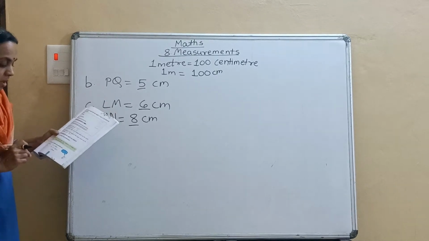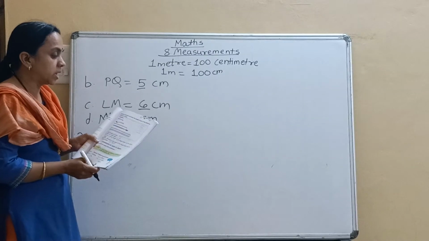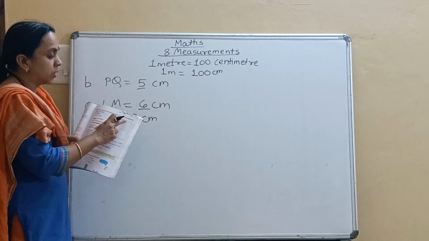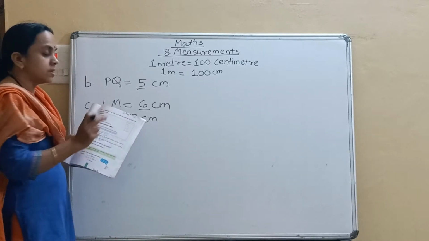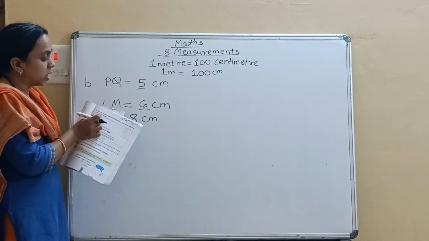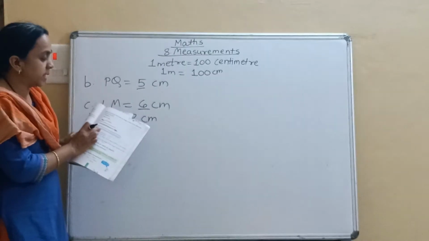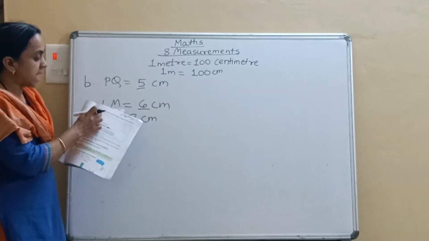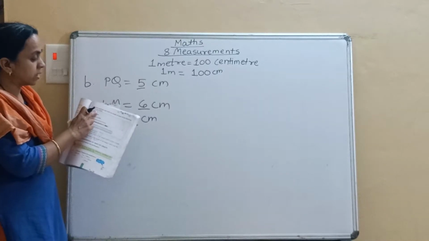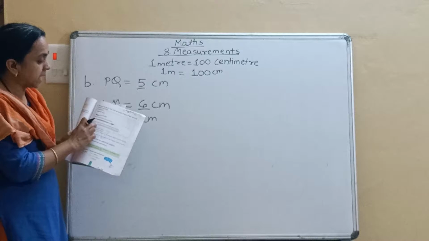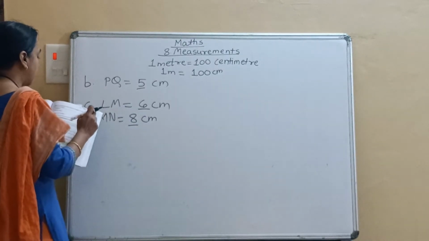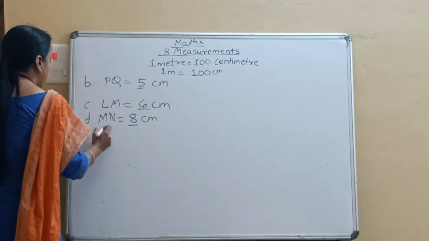Now see question number 2, page number 137. So what is the question? Observe carefully and write the length of each of the following shown on a scale. So everything is given here. See, this is a small pencil. So the measurement of the pencil, this line is given here. So first is what? Pencil. So the pencil is the first line, that is up to 3 centimeter. So you write down here 3 centimeter.